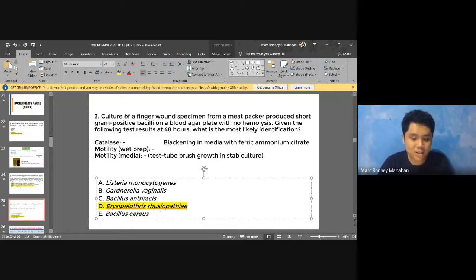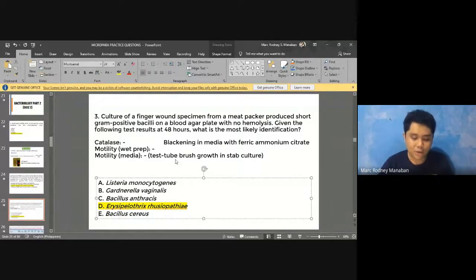Aside from that, as I've mentioned, it's an occupational hazard, because usually those affected are workers, butchers, from scratches from fish and pork. So that's Erysipelothrix rhusiopathiae. But if you don't know the situation, go to biochem. Blackening, H2S producer, test tube brush appearance in your SIM, and of course gram-positive bacilli, then that's Erysipelothrix rhusiopathiae.